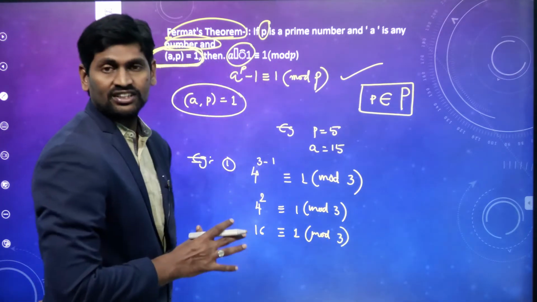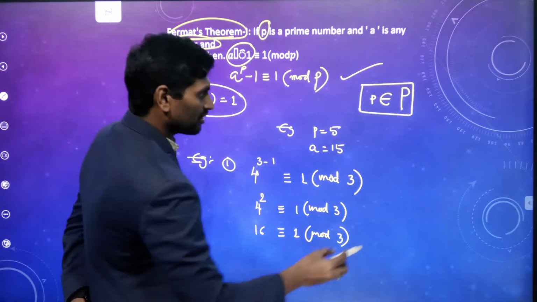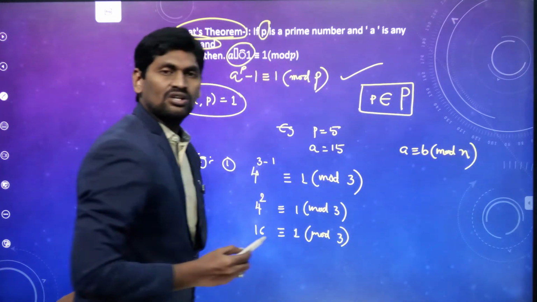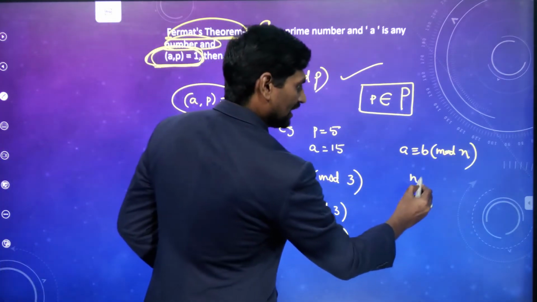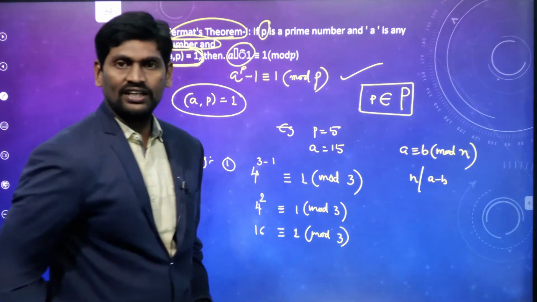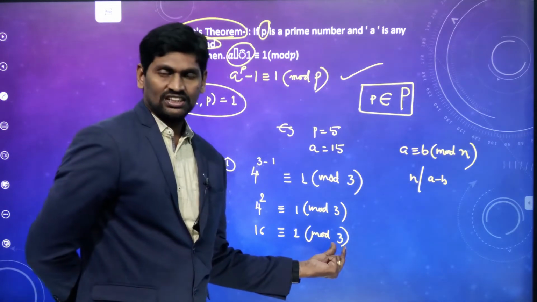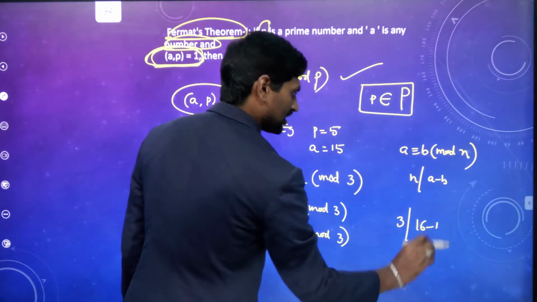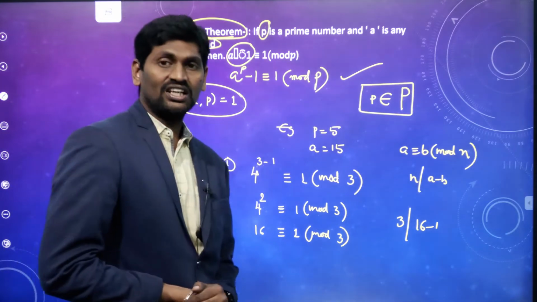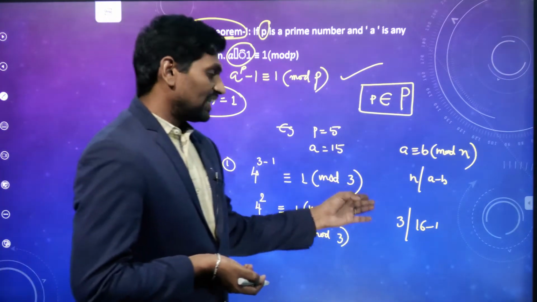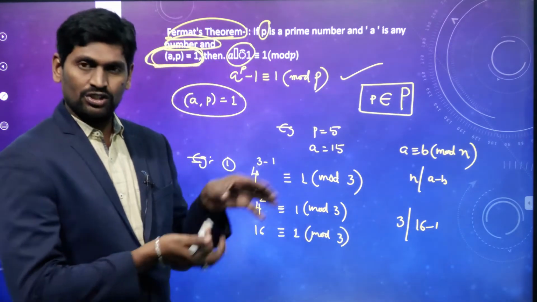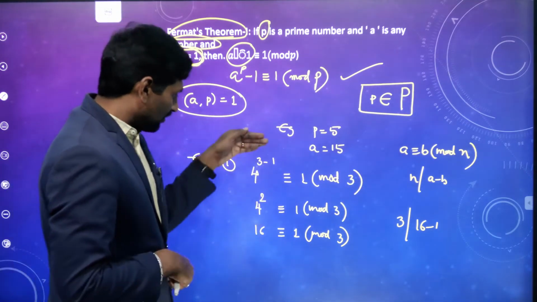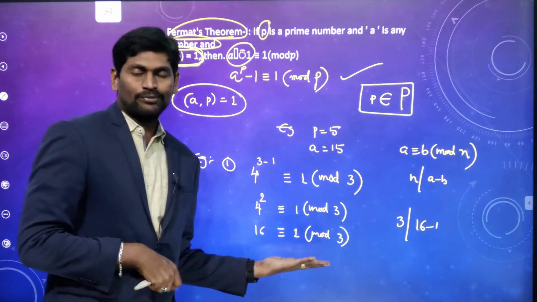Is it satisfying the congruence rule or not? We should check. What is the congruence rule? If A is congruent to B modulo n, then n divides A minus B. Here n means 3. Does 3 divide 16 minus 1? 16 minus 1 is 15. Yes, obviously 15 is a multiple of 3, so 3 divides 16 minus 1. So even though we are taking it as Fermat's theorem, it should satisfy the congruence rule also, because finally we are expressing Fermat's theorem in the form of congruence.